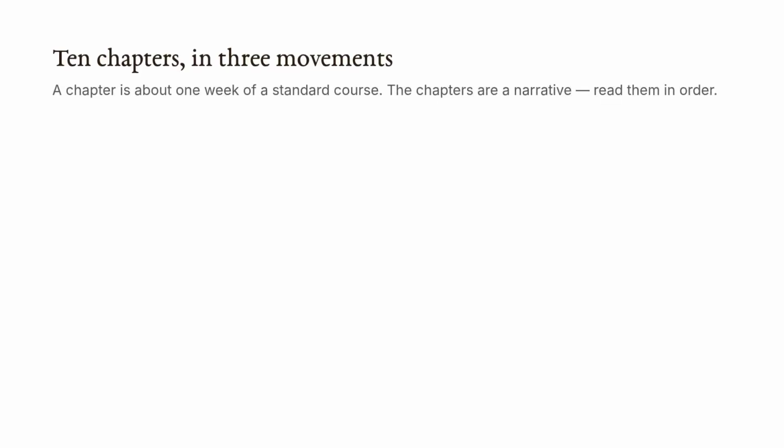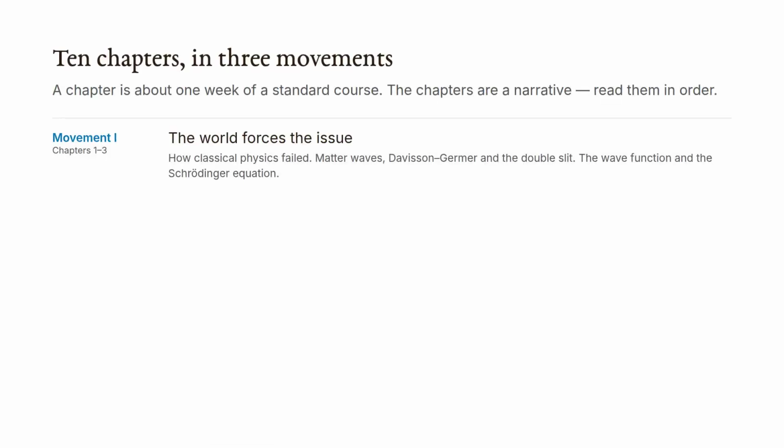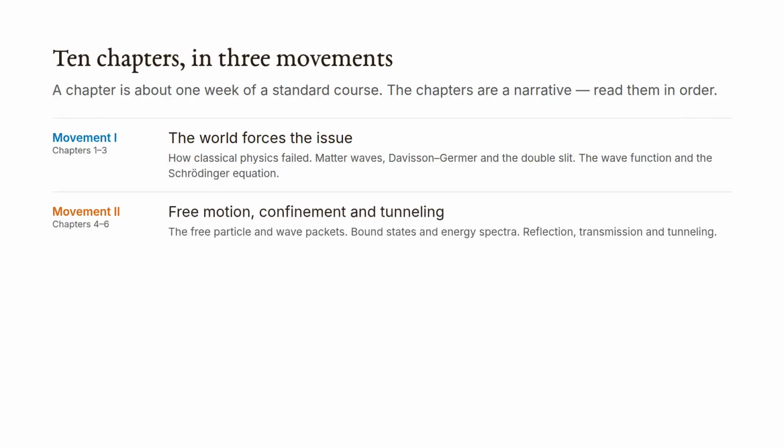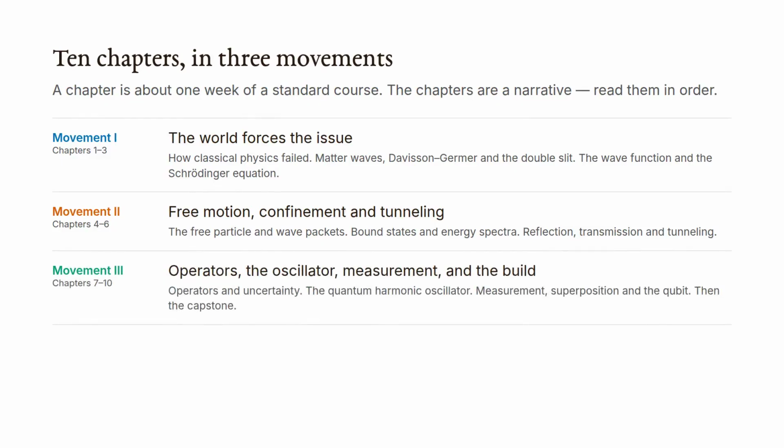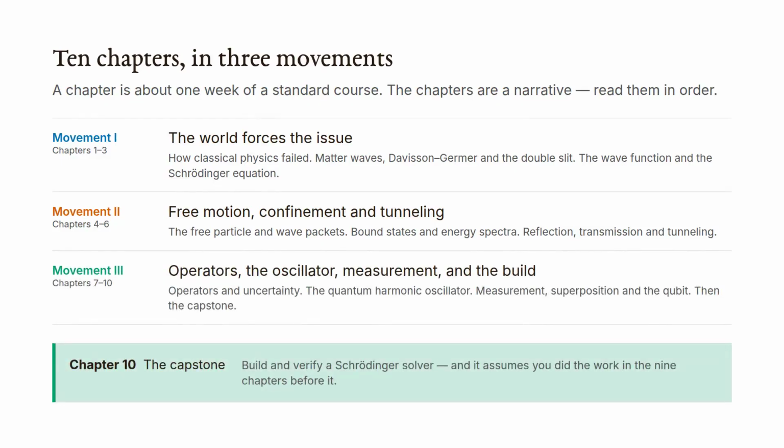10 chapters in 3 movements. The first 3 are the world forcing the issue, classical physics failing, matter waves, and then the wave function and the Schrödinger equation. Chapters 4 through 6 take on free motion, confinement, and tunneling. Chapters 7 through 10 bring in operators, the oscillator, measurement, and the build.